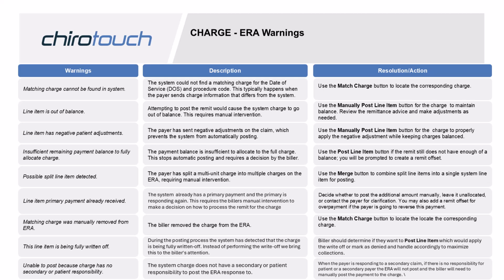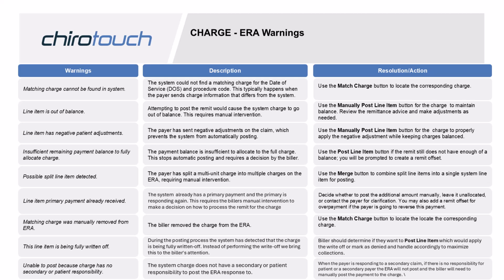All right. Possible split line item detected. And this one is the payer has split a multi-unit charge into multiple charges on the ERA, requiring manual intervention. So what you're going to do is use the merge button, and you'll be able to merge two charges together to be able to fully post that charge.